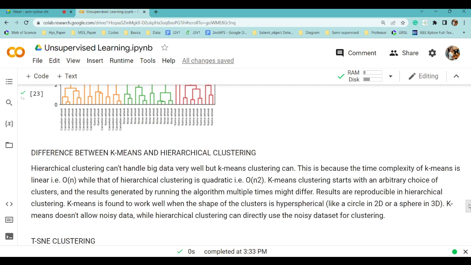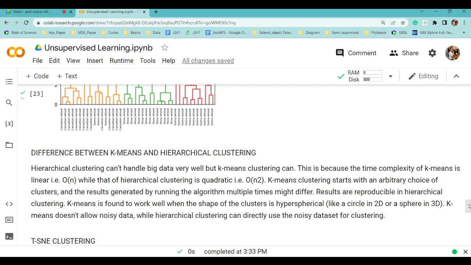Over here, I've given how you can differentiate between k-means and hierarchical clustering. One important point is that hierarchical clustering cannot handle big data. That is when I told you that you should know which kind of data set works with which kind of models. So this is where you have to deal with.